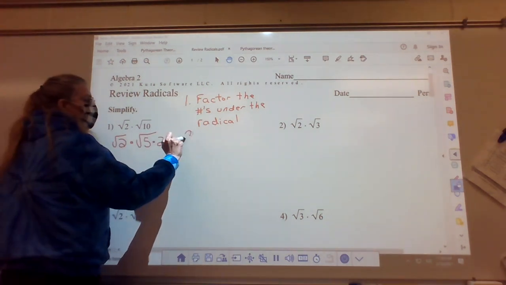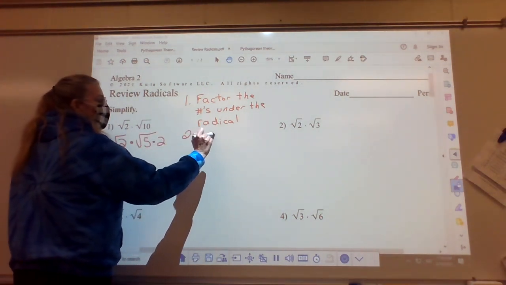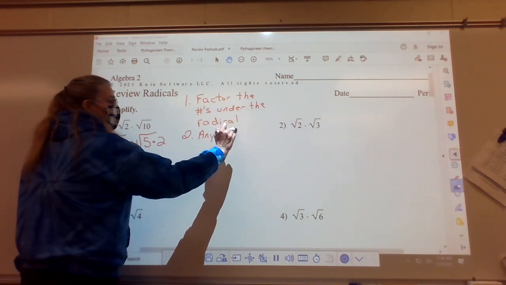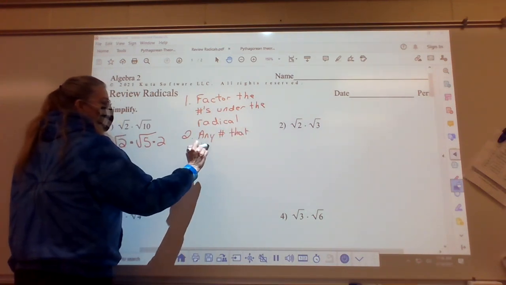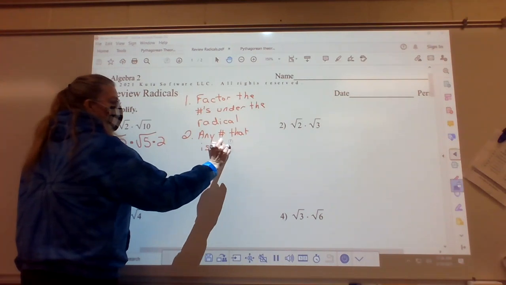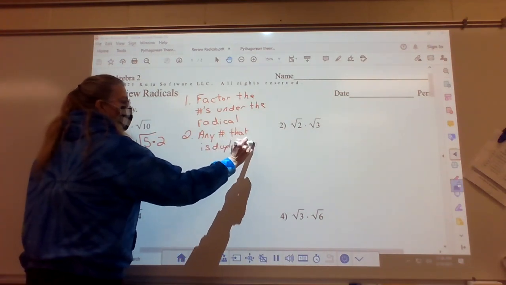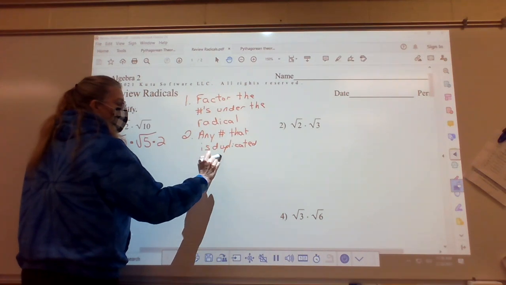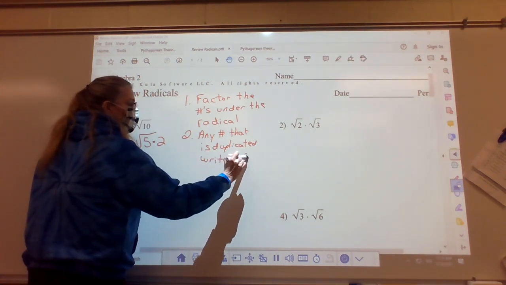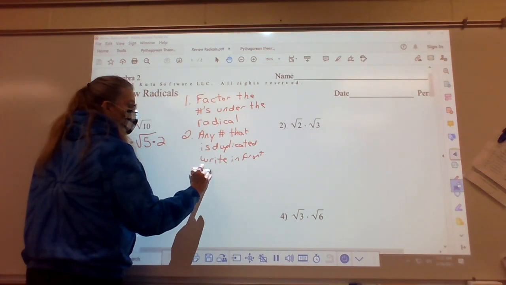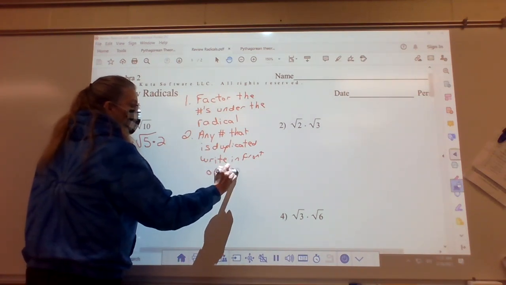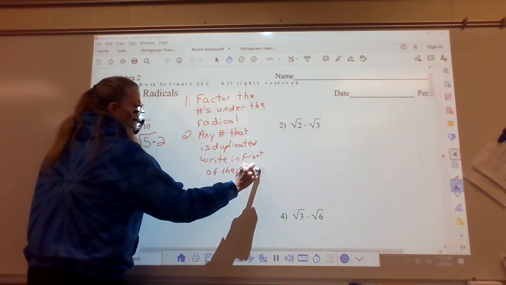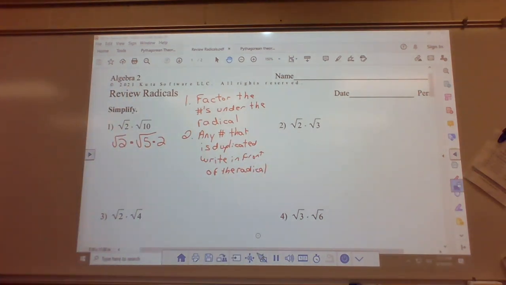Step 2. Any number that is duplicated goes right in front of the radical. So at the beginning, we said the square root of 25 was 5, because 25 is 5 times 5. So a 5 can come out.